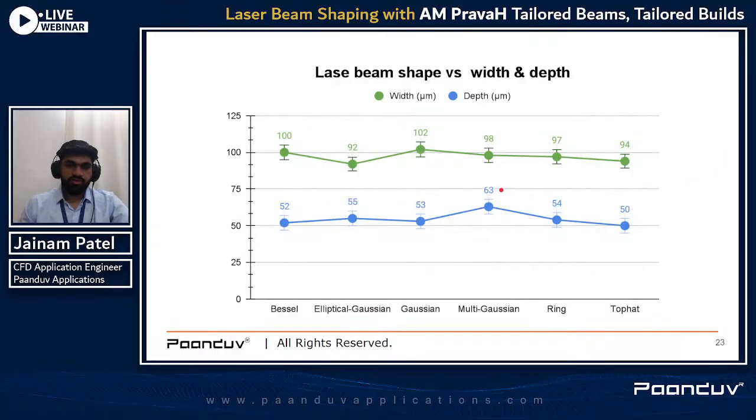So these are the results of the laser beam shape for the width and depth. I have taken the measurements of the laser beam, elliptical Gaussian, Gaussian, multi Gaussian, and ring and top hat beam. These are the width and depth in micrometers that I have measured, and the top hat beam has the lowest width as well as depth, the maximum width is on the Gaussian beam, and the maximum depth is on the multi Gaussian beam.